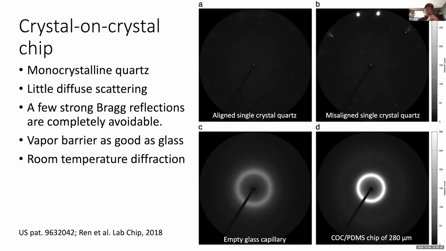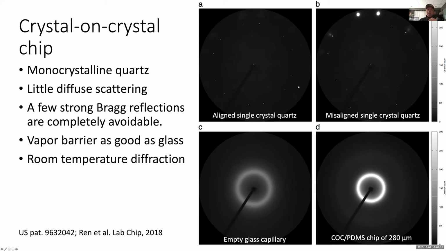So it is not an amorphous quartz glass. That's very different from that. It is a single crystal quartz. Both the entrance window and the exiting window, the front and back windows, are single crystal quartz. And this material contributes very little diffuse scattering.